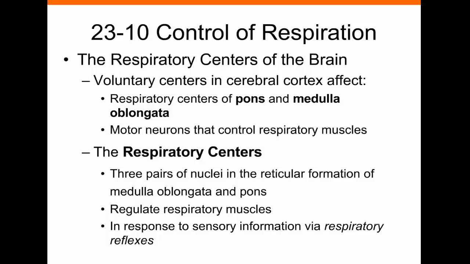Then you've got the respiratory center, and these are three pairs of nuclei in the reticular formation of the medulla oblongata and the pons, and they regulate the respiratory muscles in response to sensory information via the respiratory reflexes.